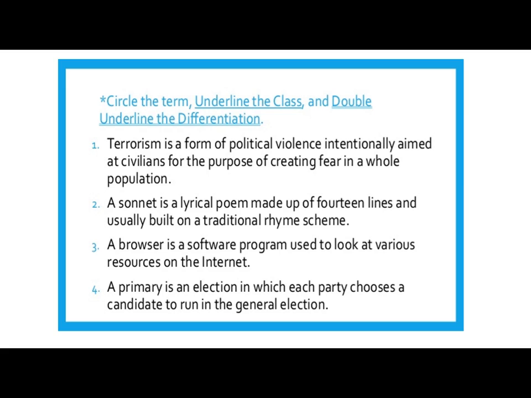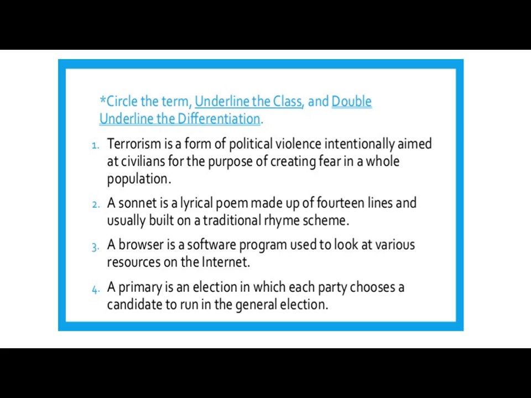Then we have to underline the class. What class is this? This class belongs to what? Lyrical poem. Then we have to double underline the differentiation. What is it? It is built on a traditional rhyme scheme.